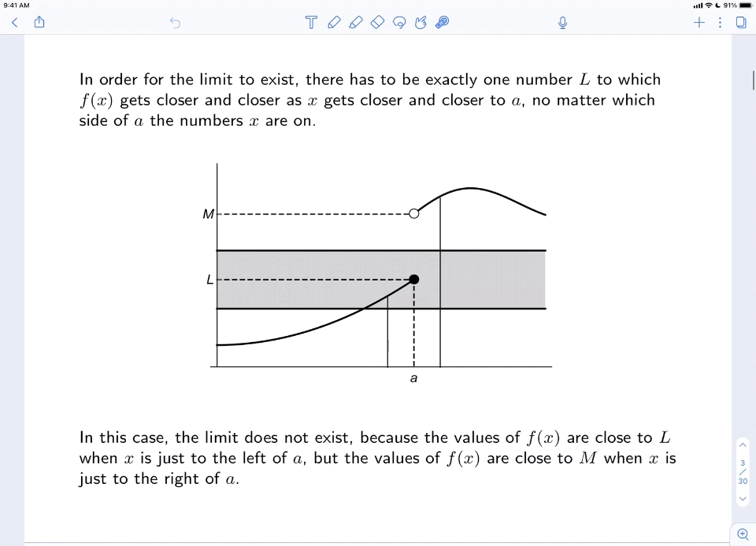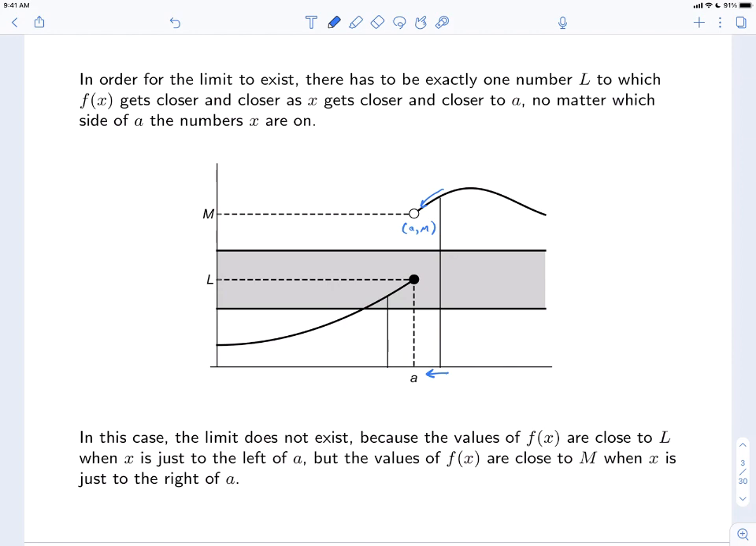In order for the limit to exist, there has to be exactly one number L to which f at x gets closer and closer as x gets closer to a, no matter which side of a the numbers x are on. In this picture that you see here, the limit doesn't exist, because when x is to the right of a, all of the output values are getting close to m. If we imagine that we're choosing x values and they're approaching a from the right side, so the numbers are bigger, then on the graph we're approaching the point that has coordinates a comma m.